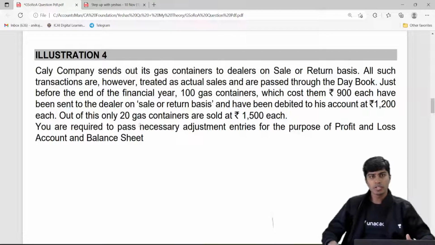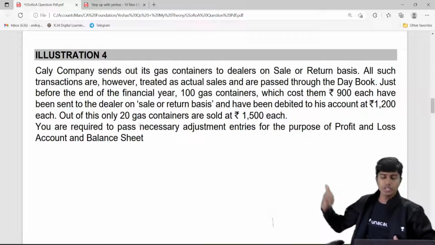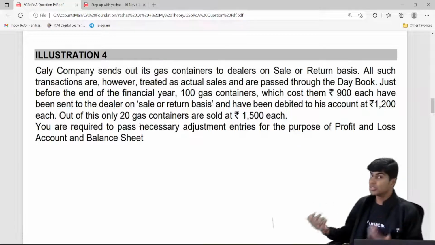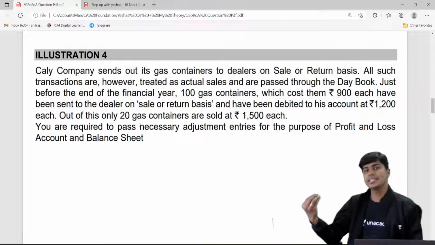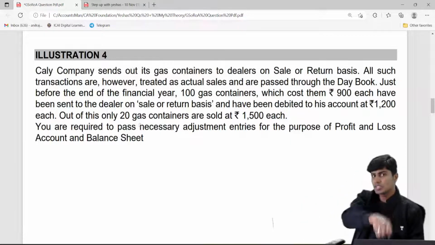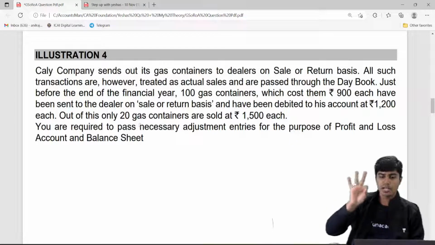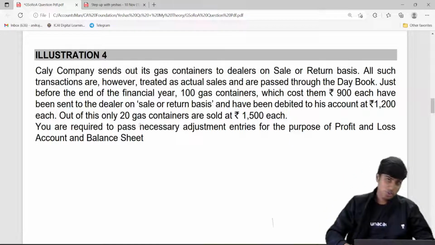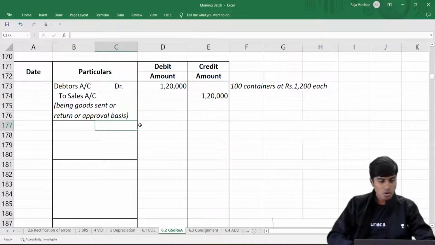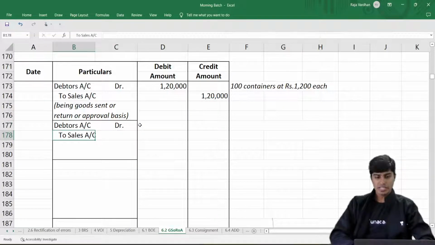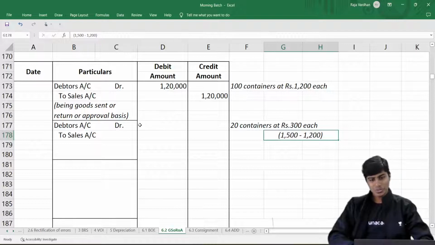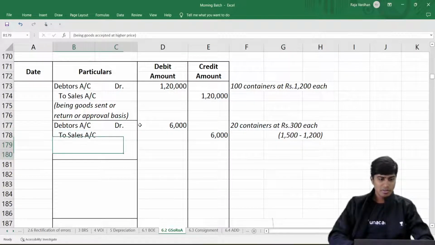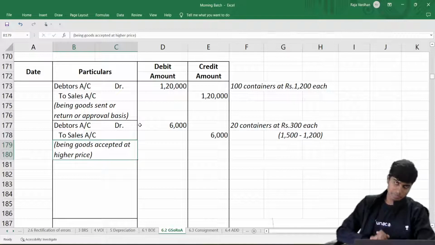If it is accepted at a higher rate, we would have to write the journal entry for the differential amount. How much is the differential amount here? Previously we recorded the sales at 1200. Now we need to record it at 1500. So already 1200 is recorded. The differential or increase in the sale value of rupees 300 has to be now accounted. Let us do the same now. So I will write debtors account debit to sales account for 20 containers which is accepted, 300 each, that is 20 into 300 is 6000. This is being goods accepted at higher price.